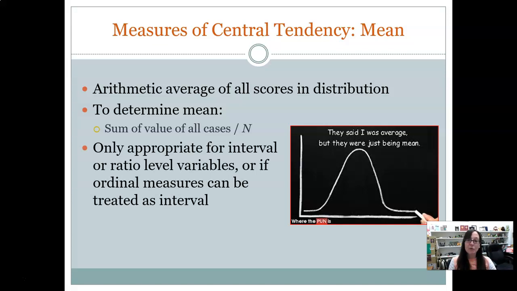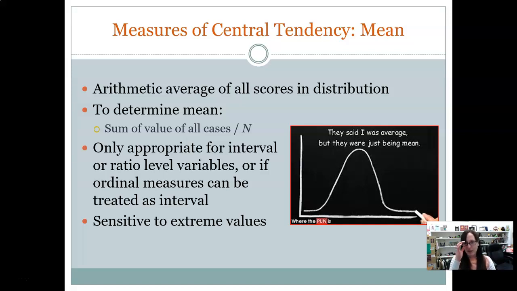This is only appropriate for interval or ratio level variables, or sometimes ordinal measures can be treated as interval, but that's kind of rare. So the general rule is that if you have an interval or ratio level variable, then you can use the mean. But remember, it may be appropriate to use both the median and the mean if you have interval or ratio level variables, or neither, depending on what your variable and distribution look like, especially if you have extreme values, because the mean is very sensitive to extreme values.